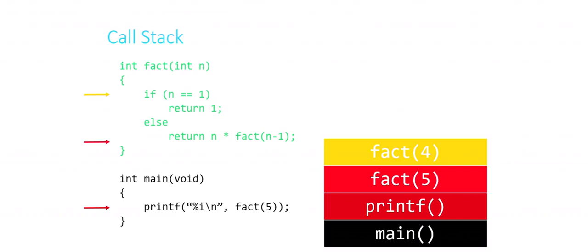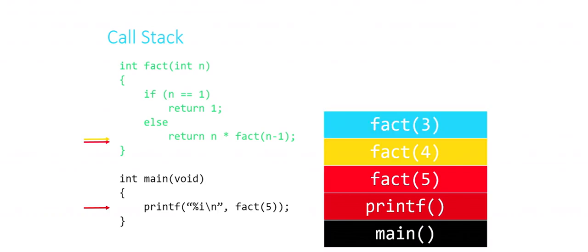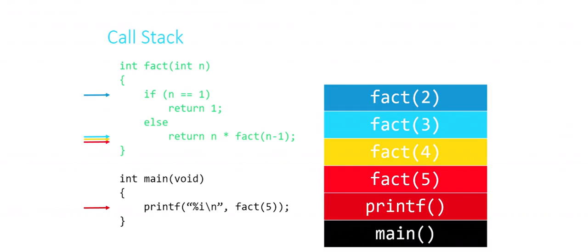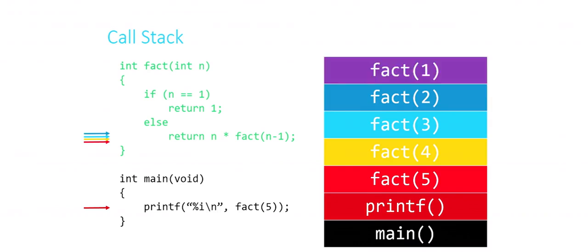Is 4 equal to 1? No. So instead, it's going to return n times, in this case, 4 times factorial of 3, another function call. So factorial of 4's frame goes on pause. Factorial of 3's frame becomes the new active frame. And we repeat this process again for factorial of 3, for factorial of 2, and then we get to factorial of 1.